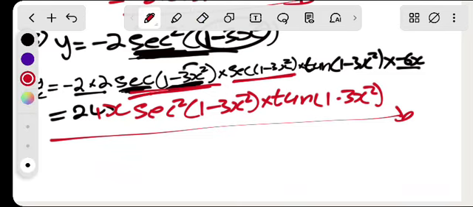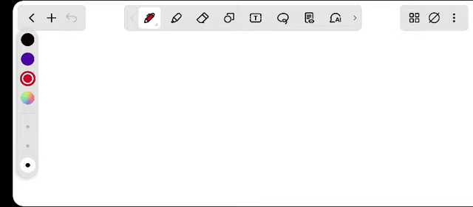This is how you go about simplifying our chain rule. That is what you have to do. This is what you have to do, guys.